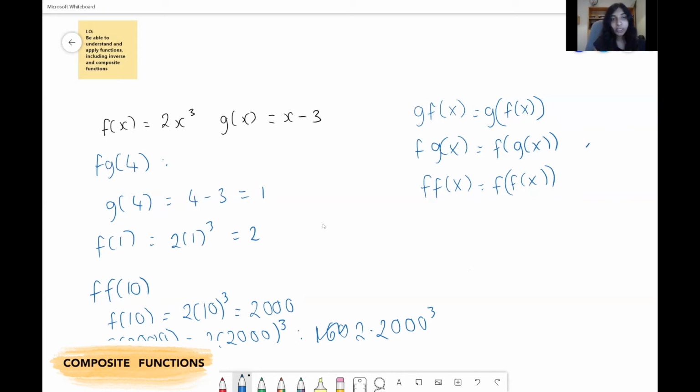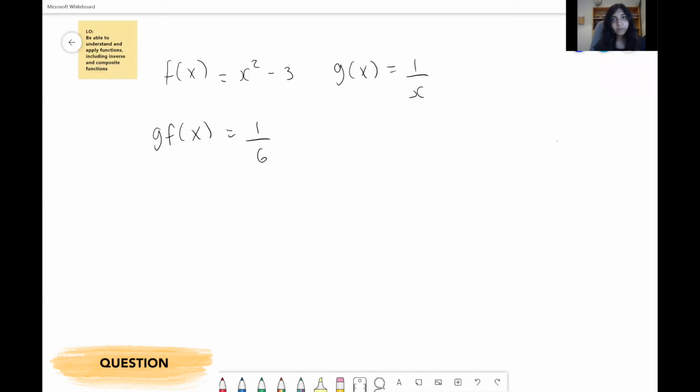And you might be asked to apply these when you're solving an equation. So we'll move on to an exam style question next. So we have this question here. We have f of x is equal to x squared minus 3. We have g of x is equal to 1 over x. Now you want to try and solve what gf of x equals 1/6 was. So you really need to try and find what the value of x is, specified by this equation. So try this question out yourself. So pause the video and then come back.